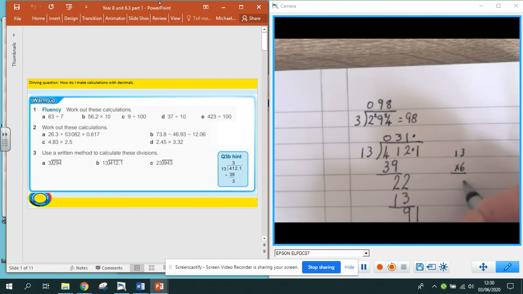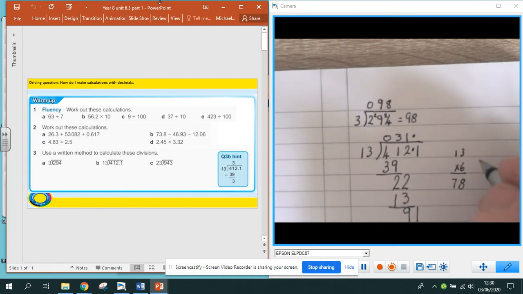6 threes are 18, put down an 8, carry the 1. 6 ones are 6, carry the 1 is 7, that gives me 78. Okay, that's interesting. Can I get another one in? Because yes, I could have 6, but we'll have a remainder. What would be the next one after that?